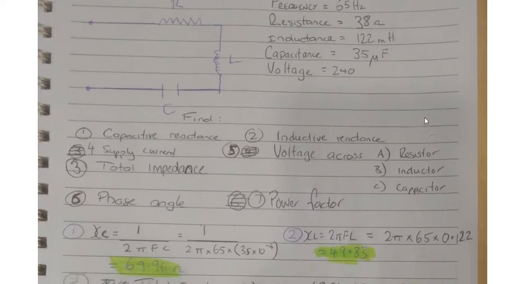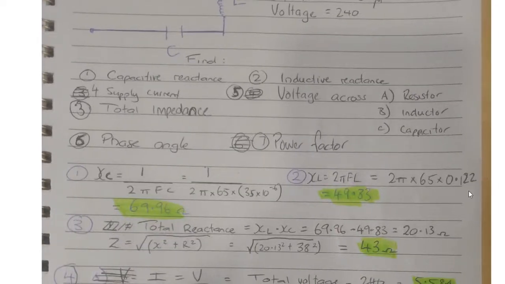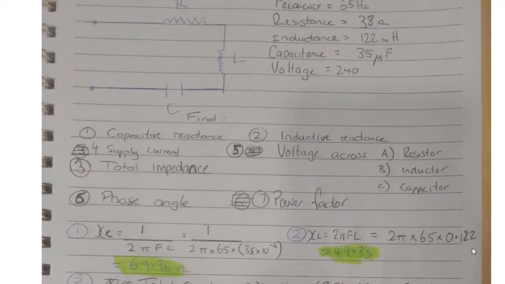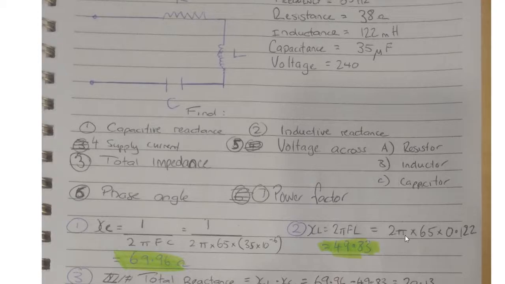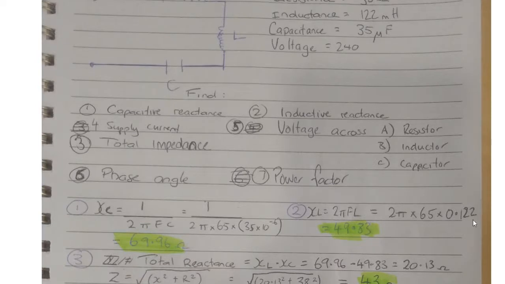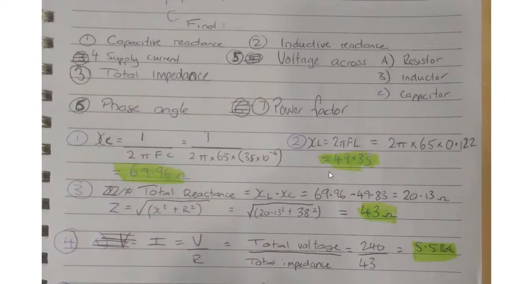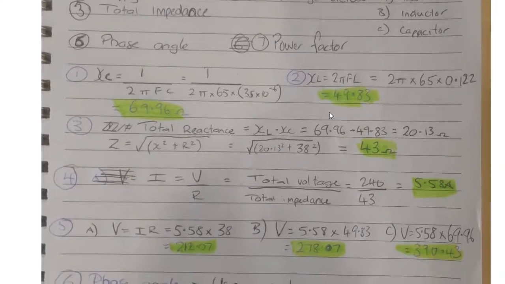Again, if we look up here, inductance says 122 millihenries, so I'm just converting that myself from millihenries to henries, which is just a matter of turning that 122 into 0.122. If you are not confident with that or don't understand what I did, then you need to multiply your 122 by 10 to the negative 3 to go from millis back to regular numbers. We multiply by 10 to the negative 3, and that gives me an answer of 49.83. That is my inductive reactance for this one.